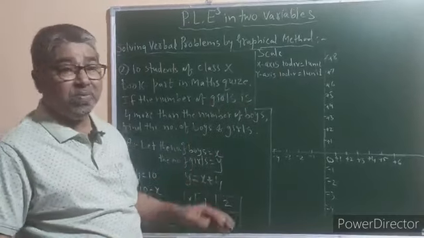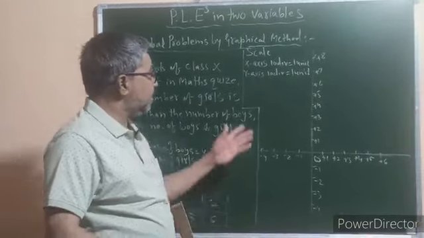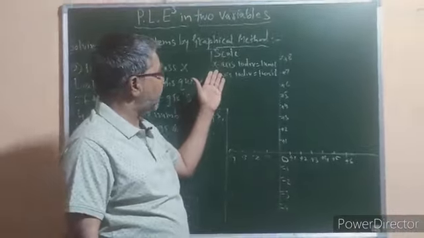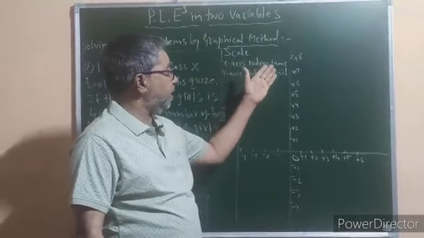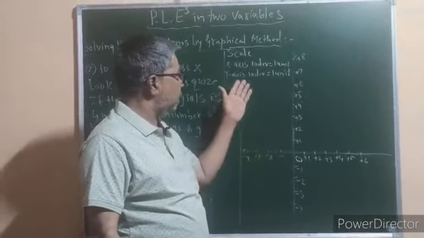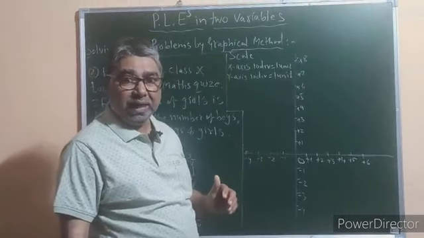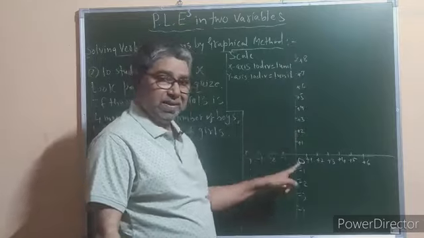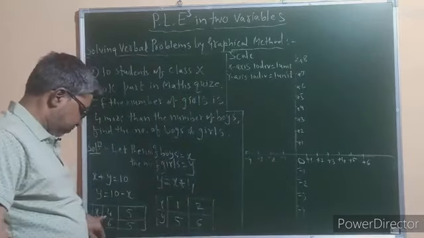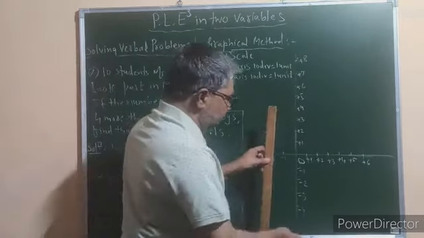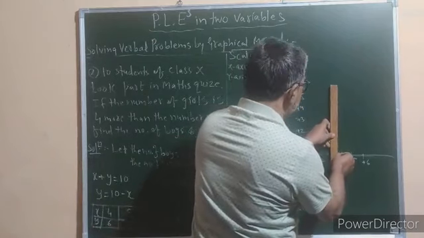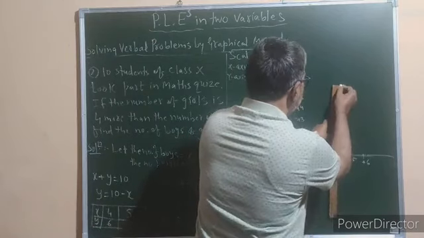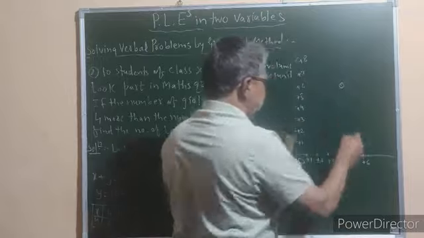Now let us plot them onto the graph sheet. Scale once again as usual: on the x-axis 10 divisions equal 1 unit, and on the y-axis also 10 divisions equal 1 unit. So this is the x-axis, this is the y-axis. What is the first pair? (4, 6): 4 on the x-axis, 6 means you have to move up, and you will get the point here.